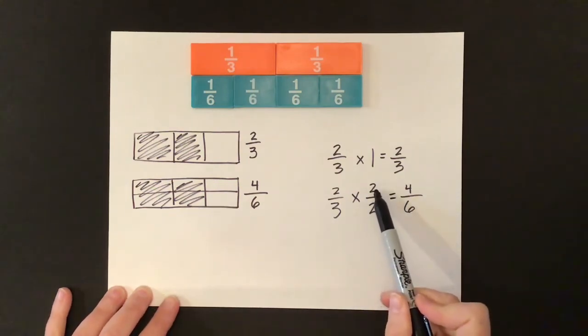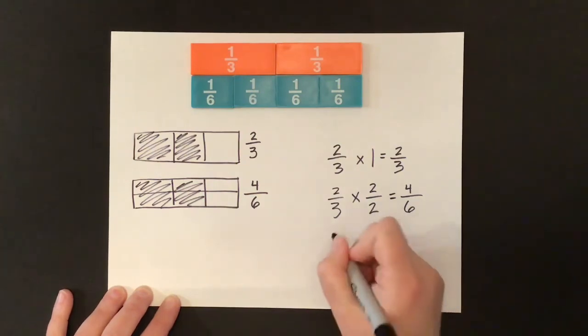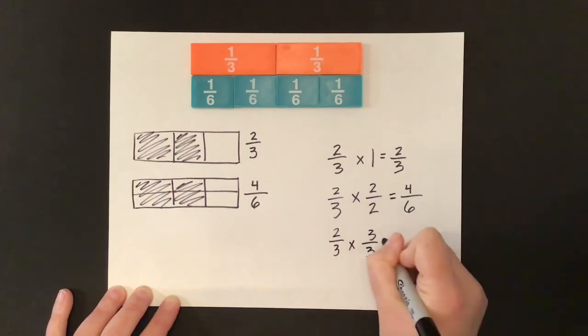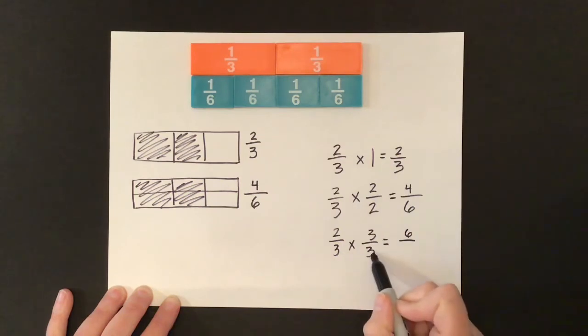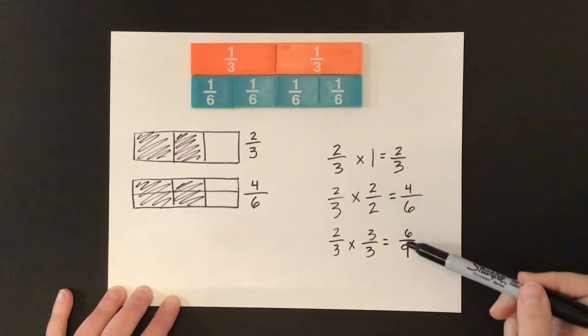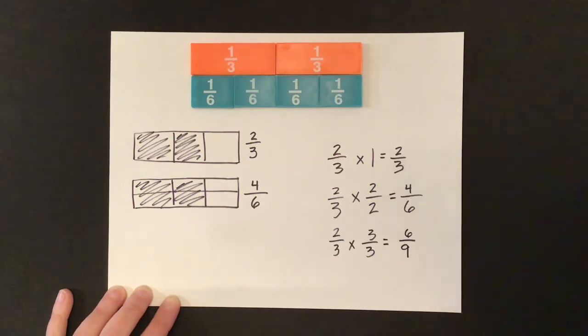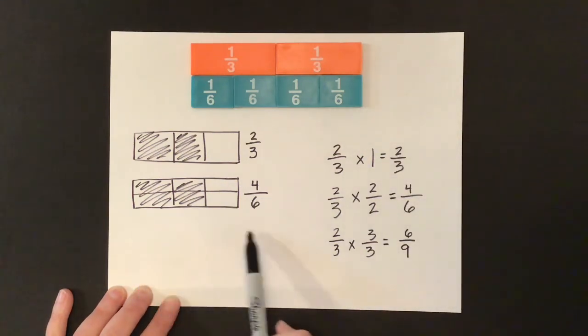What if instead of multiplying by 2/2, I multiplied by 3/3? Two times 3 is 6. 3 times 3 is 9. So if this works, 6/9 is equivalent to 4/6 and 2/3. Now I don't have ninths with my fraction bars, so I won't be able to check with fraction bars, but I can check by drawing a picture.